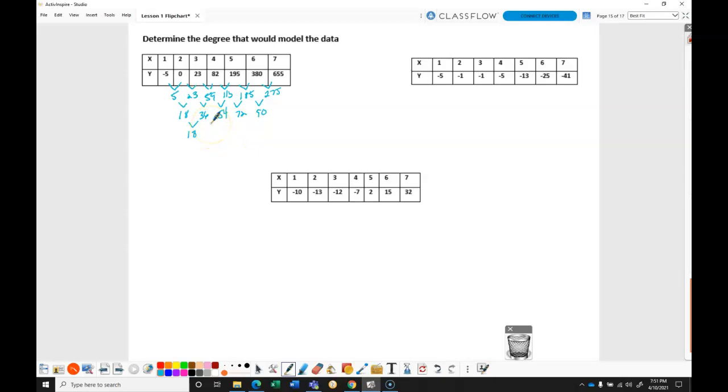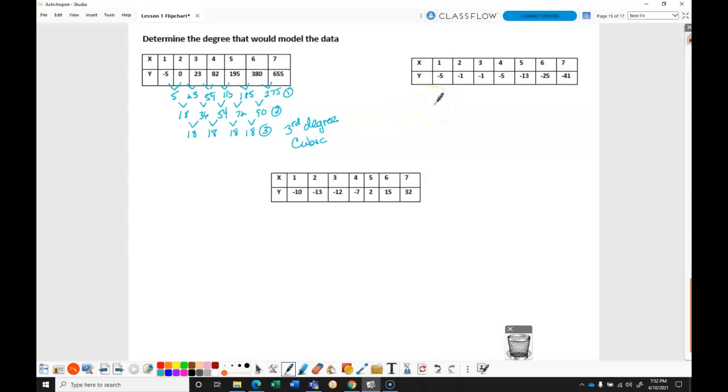54 minus the 36 is also 18. That's promising. Keep going. 72 minus the 54 is 18. That's very good. And 90 minus the 72 is 18. And because it took us not one, not two, but to the third set of differences, we're going to say that it is going to be a third degree, or another name for that, of course, is cubic. I'm going to do the same thing with the next ones.